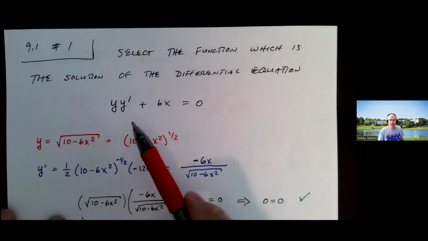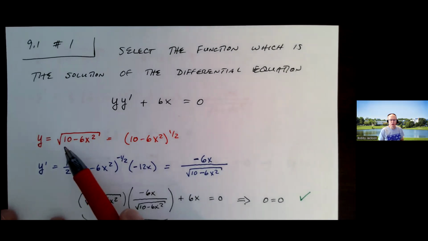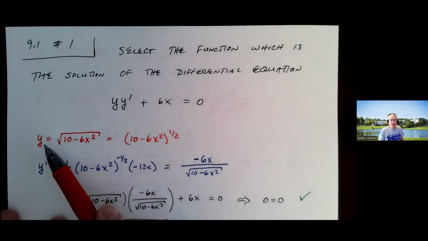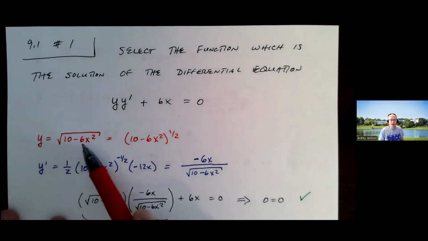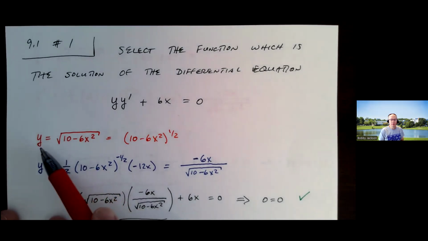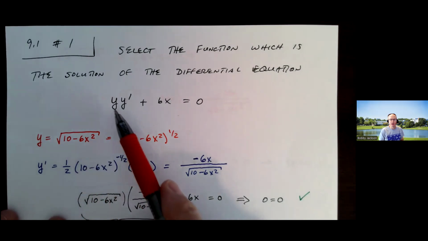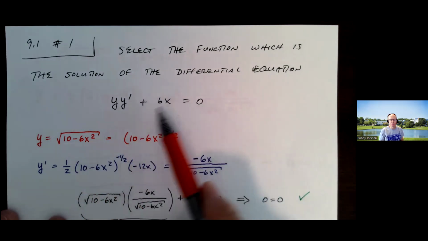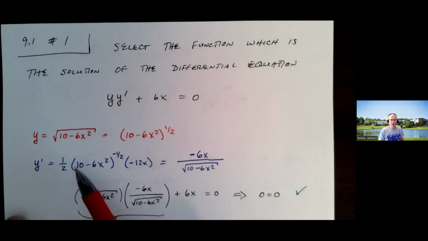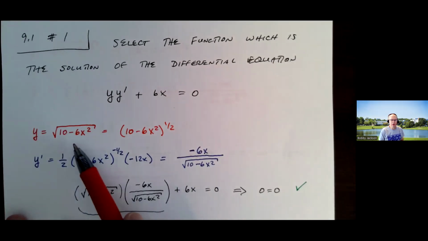So let's take a look and see. There are several ones given. This is actually the one that is the solution. It was y equals the square root of 10 minus 6x squared. Again, your differential equation might be slightly different, and therefore your options for the solution are going to vary accordingly.